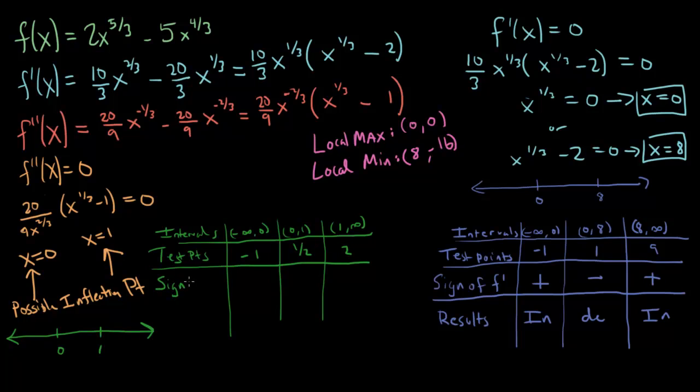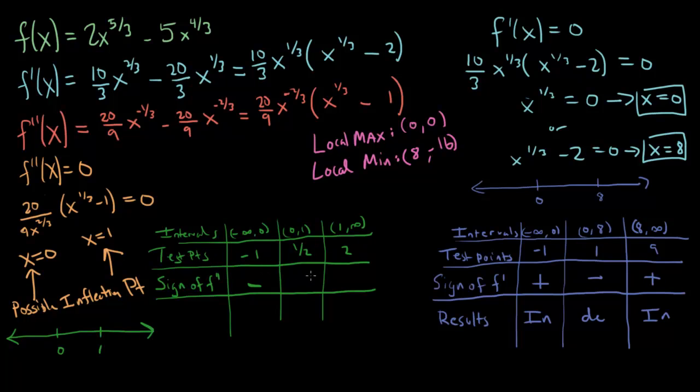So now we're looking at the sign of f double prime. Now where is f double prime? That's right here. So what happens if we plug in a negative 1? Well, if we plug in a negative 1, the cube root of a negative 1 is a negative. So this is a negative minus a negative, which is a negative. If you take the negative 2/3 power of negative 1, that's a positive result. So a positive times a negative is a negative result.